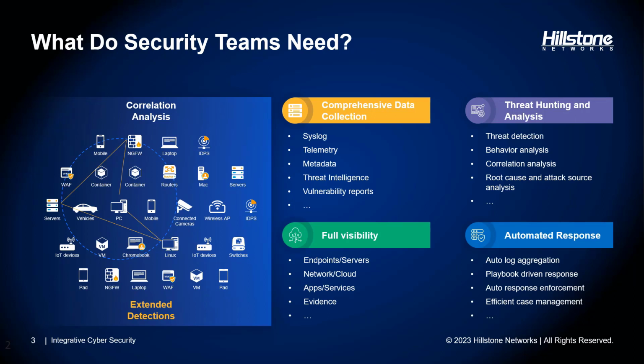So we've looked at the challenges, but what do security teams really need? Security teams require several essential capabilities to help them combat these challenges. These include comprehensive data collection covering telemetry, metadata, vulnerability reports, and more. Furthermore, they need robust threat detection and analysis tools covering aspects such as threat detection, behavioral analysis, correlation analysis, and the ability to pinpoint root causes and attack sources.